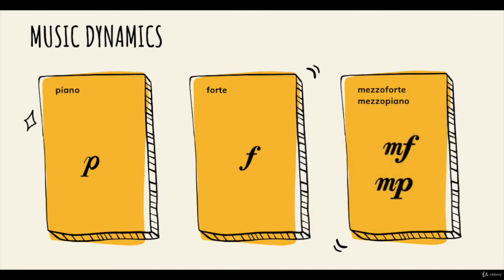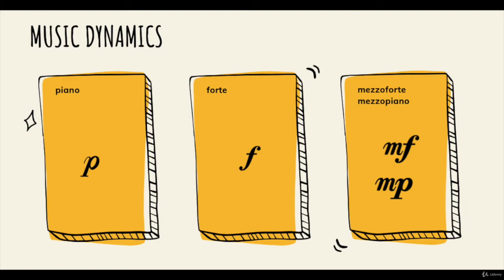Then there is mezzo forte and mezzo piano. And when we see mezzo, or the M symbol in front of F and P, it means moderate or middle, you could say. So mezzo forte is not too loud, it's moderately loud, and mezzo piano is not too soft, it's moderately soft. So it's not as soft as piano, but it's softer than mezzo forte, we could say.